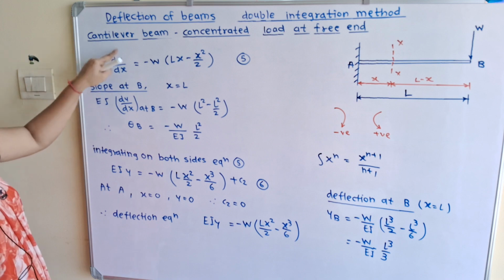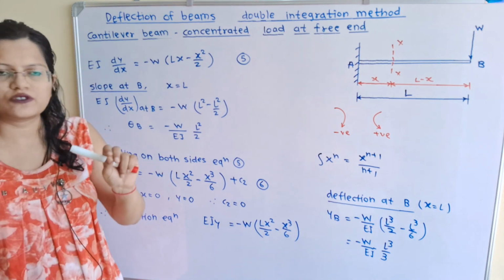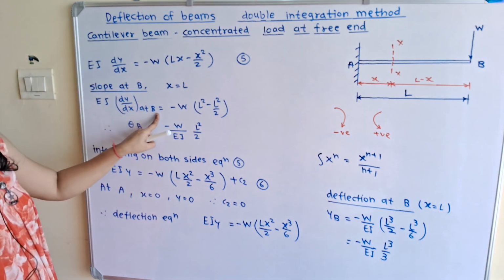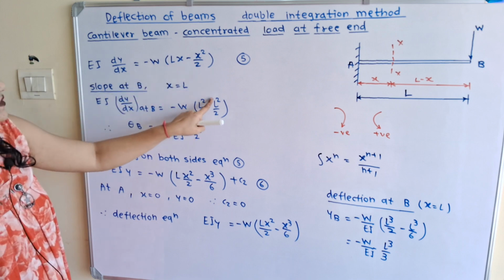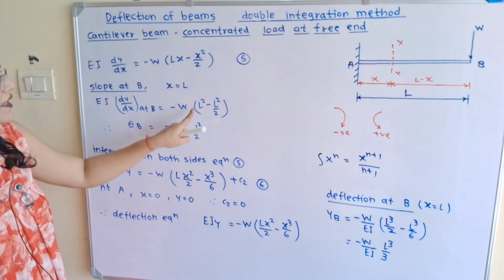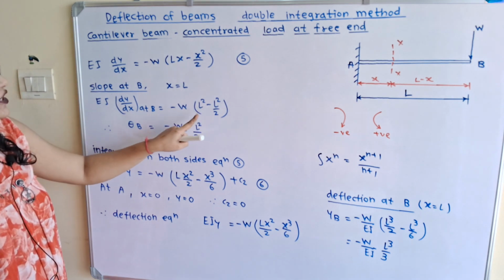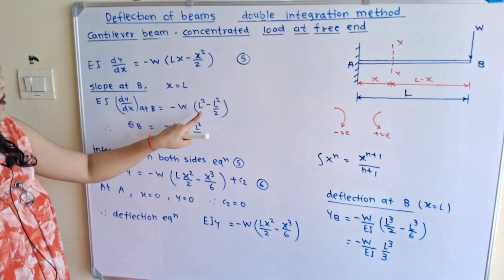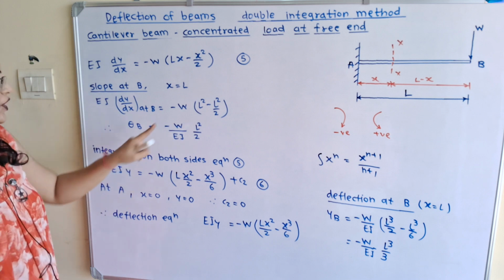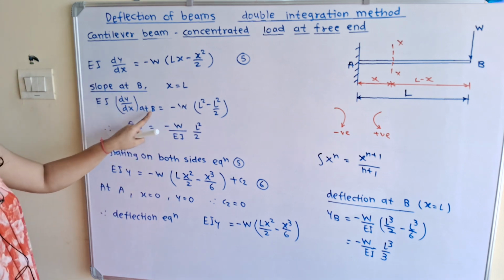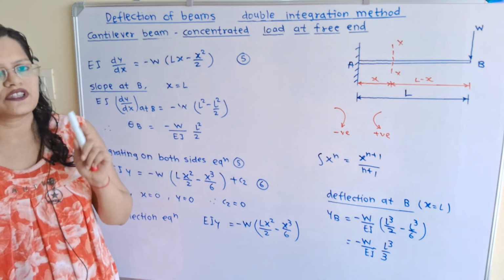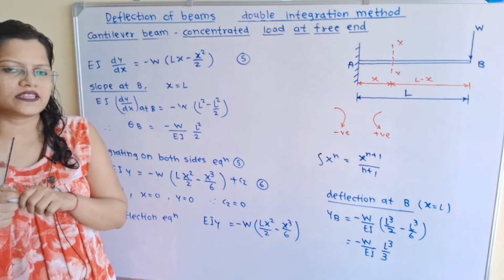So EI dy by dx, now dy by dx is nothing but slope. So dy by dx at B is equal to minus W L square minus L square by 2. So here we will make the common denominator, that is 2L square minus L square by 2. So when we simplify this, then we will get dy by dx at B. So we will measure the slope in terms of angle theta.